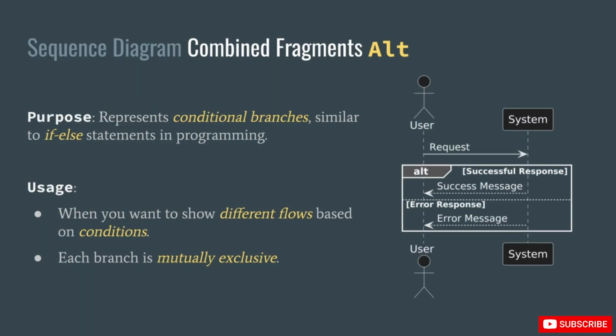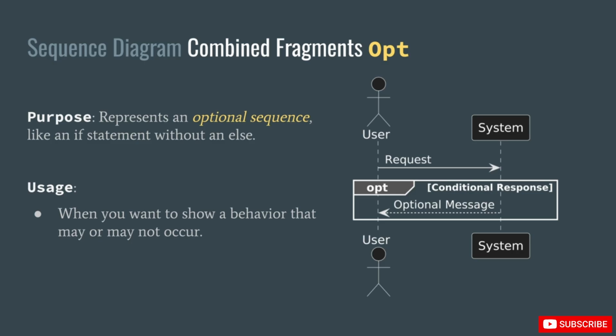Alt is your go-to for showing conditional branches, much like if-else statements in programming. You use it when you need to depict different flows based on conditions, with each branch being mutually exclusive. Opt shows an optional sequence, kind of like an if statement without an else. Use it when you need to depict behavior that may or may not happen.